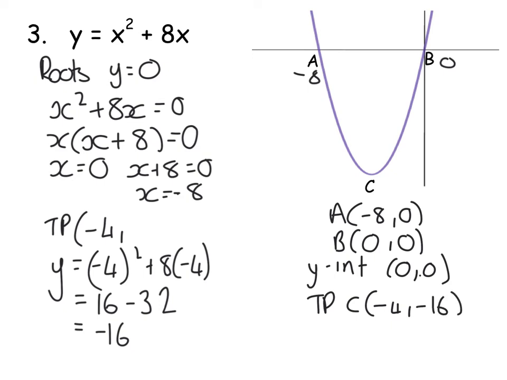So I've already said my y-intercept was the same as my root, so I've already got that there. The last thing to do was to get the equation of my line of symmetry. The line of symmetry ran right down through your turning point, which remember was -4. So your line of symmetry is x equals -4.